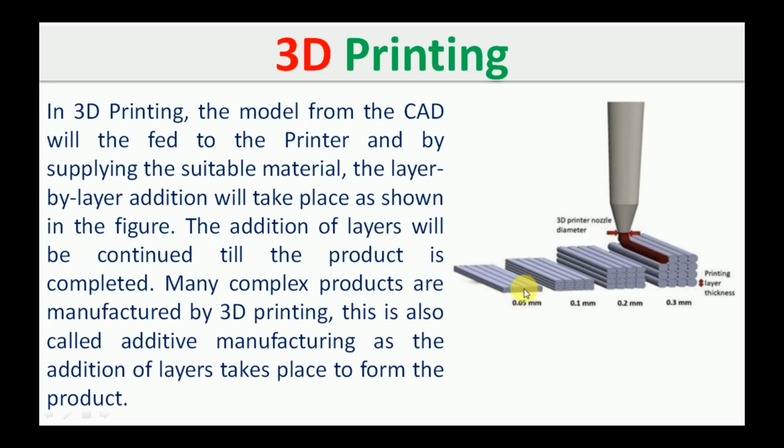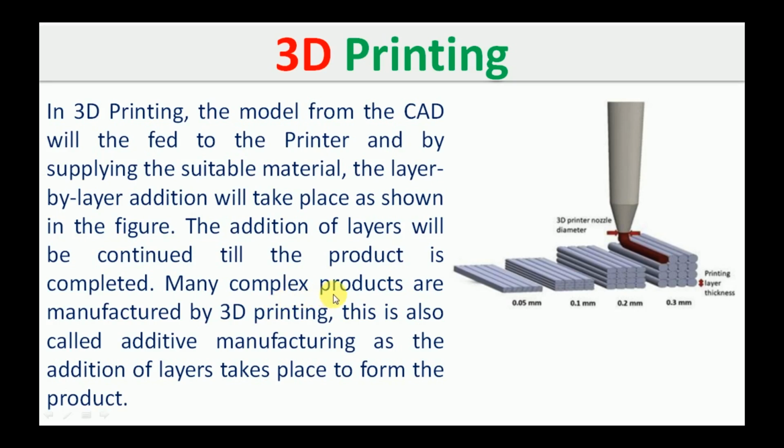Initially a 0.05 mm layer is added, then the next 0.05 mm addition makes it 0.1 mm, and it becomes like that. Layer by layer addition takes place, and the thickness of one printing layer is shown, and through the nozzle, the material is supplied to this printing application. The addition of layers will continue till the product is completed.